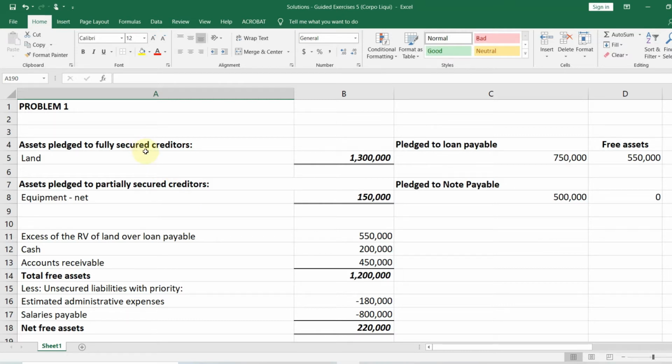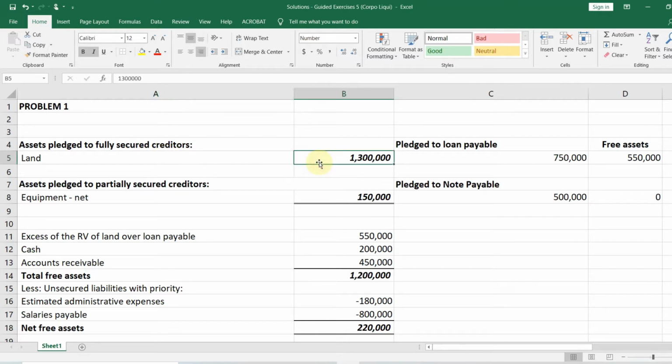If you look at the problem, you'll see na yung equipment na unang binanggit ay for note payable. The note payable is 500,000 and then the equipment is 150 ang realizable value niya. You're not going to look at the carrying amount, you look at the realizable value. Okay, so kulang. So hindi siya fully secured. Then you look at the land. The land is naka-value at 1.3 million.